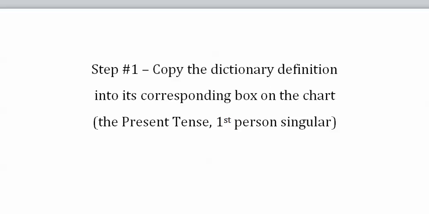In this video, we'll be looking at how to conjugate a verb belonging to the group 3rd-io in the present tense. To do that, I'm going to use fugio, fugere, the verb to flee. To start conjugating fugio in the present tense, the first thing we need to do is to copy the dictionary definition into its corresponding box on the chart for the present tense. That first word of the dictionary definition is the first person singular.